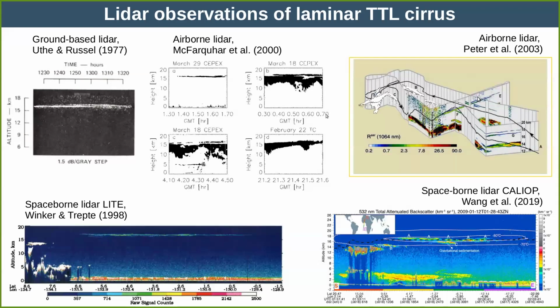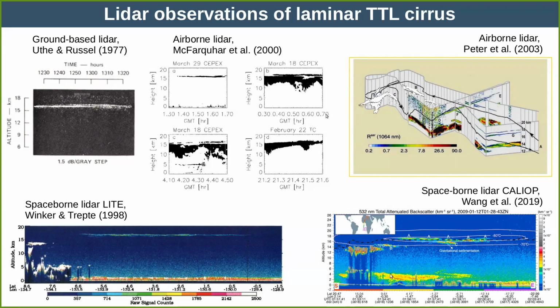And those clouds have also been observed from space. Here is a picture from LITE, the LiDAR In-space Technology Experiment, the first spaceborne LiDAR that ever flew. It flew on board the space shuttle. And actually, this kind of observation was one of the first results from this LiDAR that revealed this thin laminar cirrus extending for thousands of kilometers in the tropics.